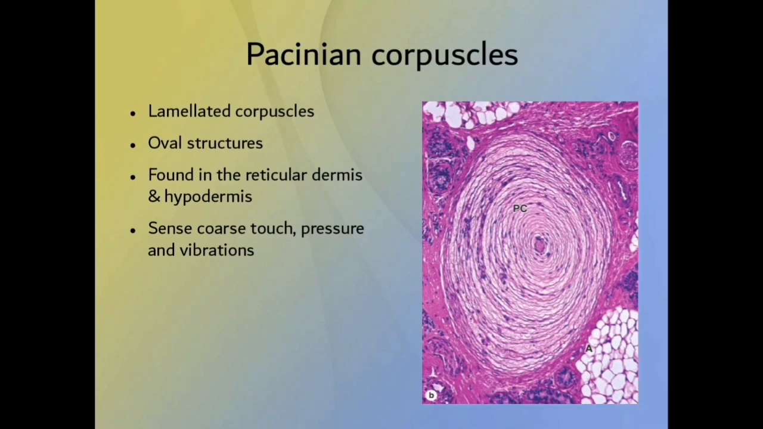Pacinian corpuscles are lamellated corpuscles, or encapsulated corpuscles. You can see here they are oval structures located within the reticular dermis, and they can also be found in the hypodermis. This one is in the hypodermis due to the presence of this adipose tissue, so we can conclude it's in the hypodermis. They sense deep touch, pressure, and vibrations.